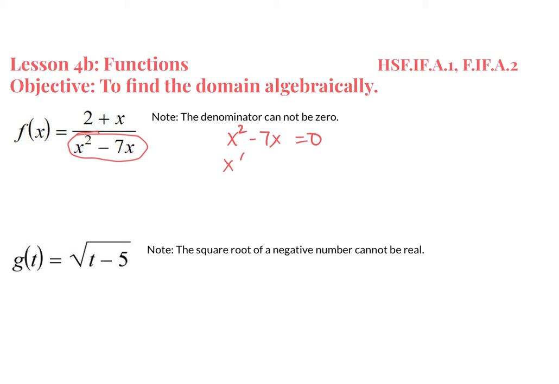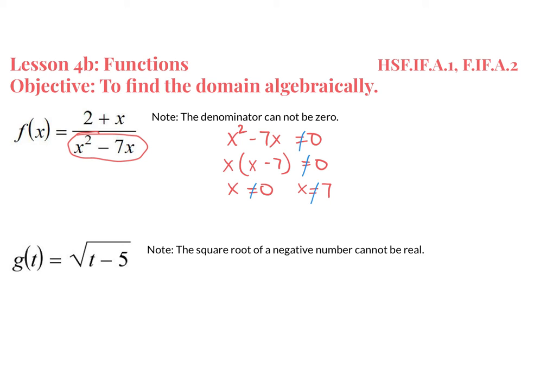So I'm going to factor by GCF, leaving me x and x minus 7. Then I'm going to use the zero product property. So x is equal to 0 and x is equal to positive 7. However, the goal is so that it cannot equal 0. So x cannot equal 0 or 7.